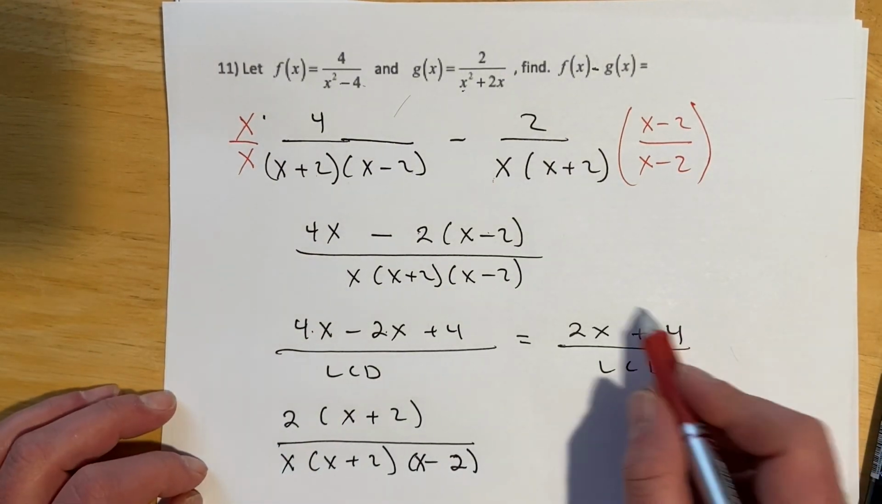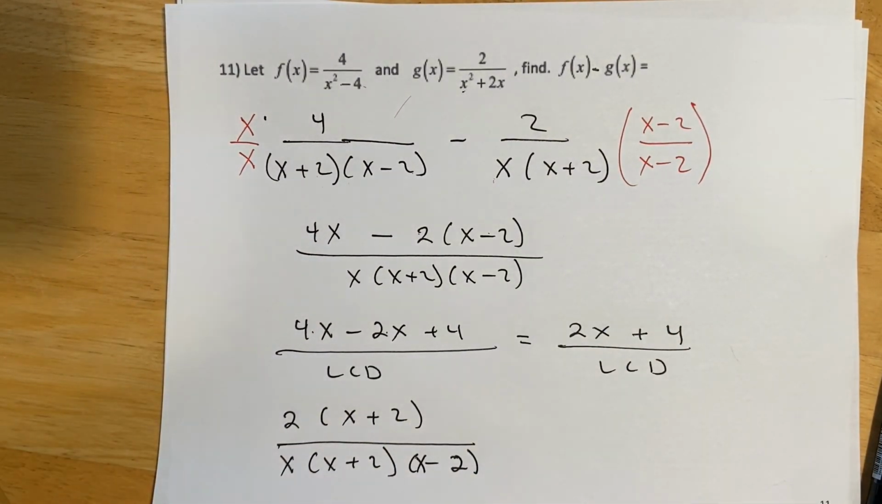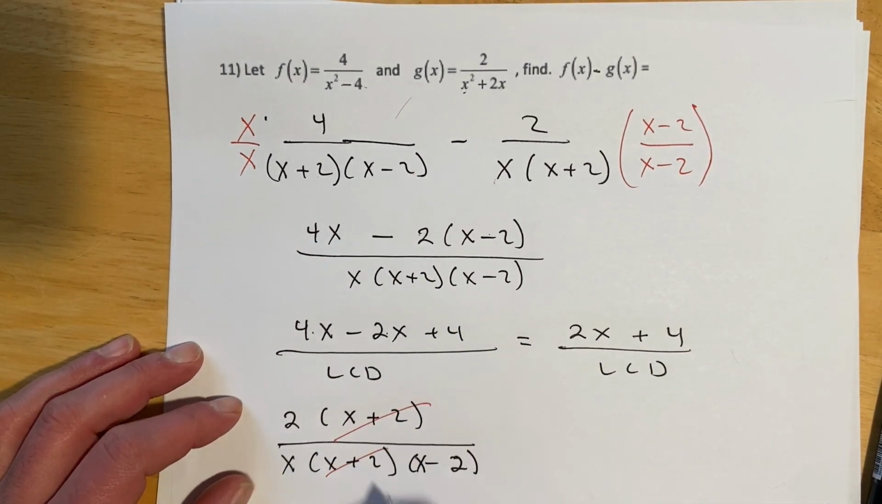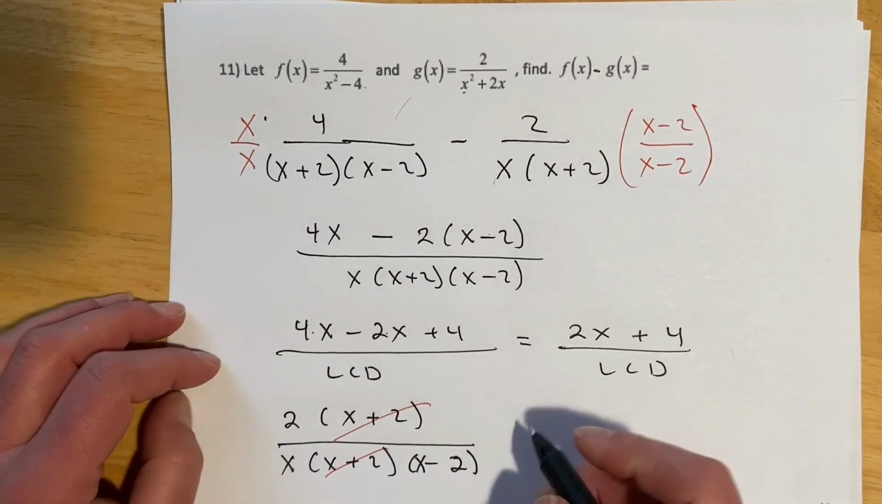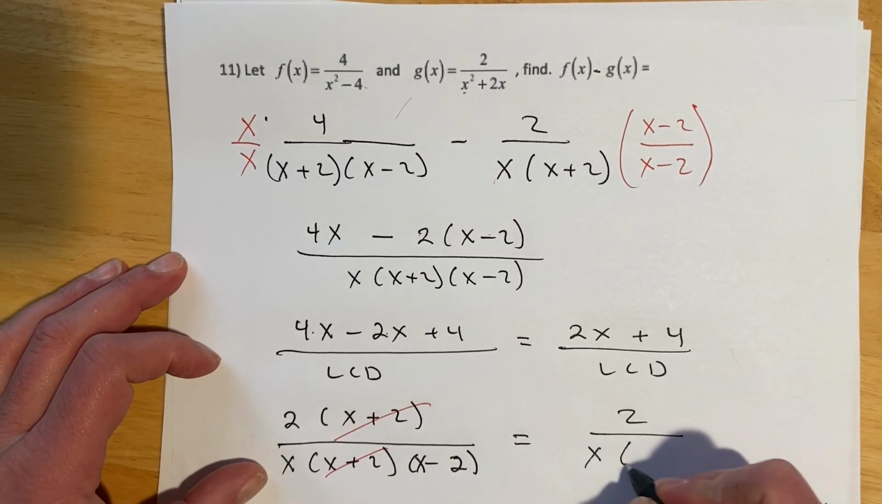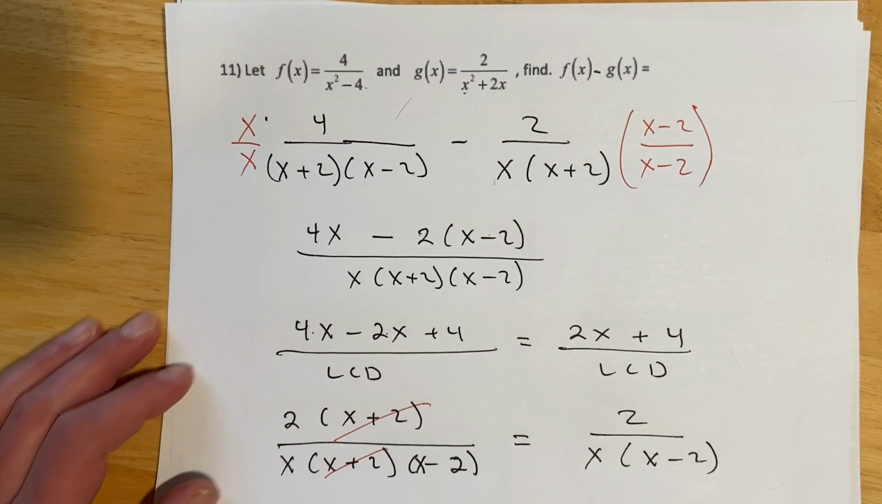And so we do have to check when we get down to here whether or not we can factor and reduce, which is always a possibility when adding fractions. In this case, we could. So our final is going to be that 2 over x minus 2.